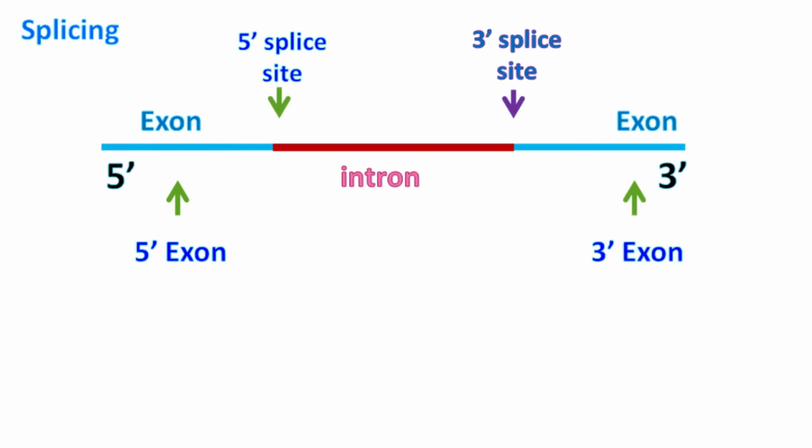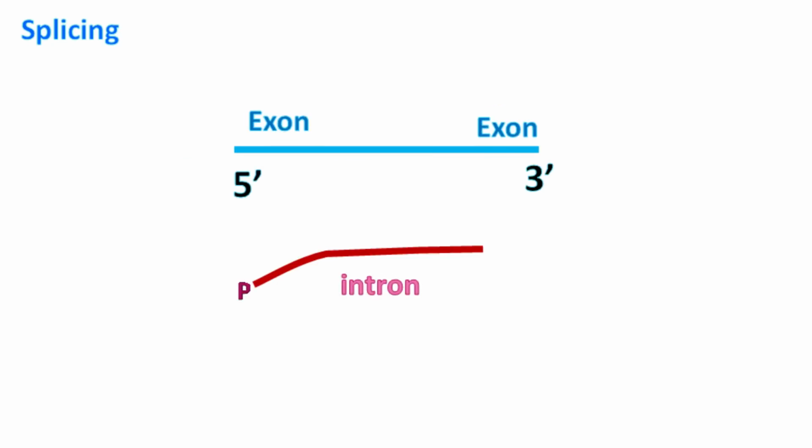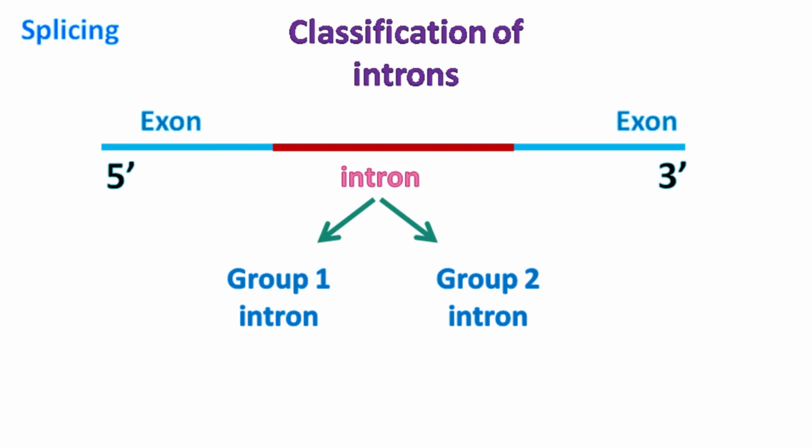The basic mechanism of splicing is simple. The phosphodiester bond between exon and intron at the 5' splice site is first broken, and the 3' hydroxyl group of the 5' exon reacts with the 3' splice site to complete the reaction. Now, depending on the sequence and the way in which splicing occurs, the introns are classified into two types, group 1 introns and group 2 introns.